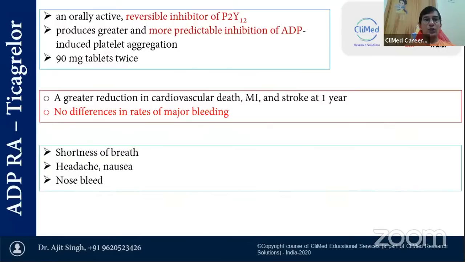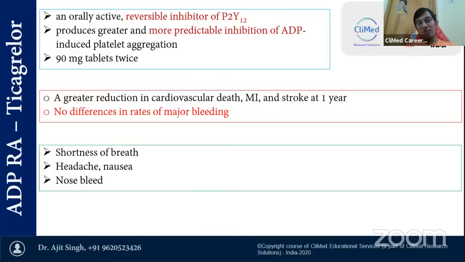Ticagrelor is a reversible inhibitor of P2Y12, with more predictable inhibition of ADP. We can give a 90 mg tablet twice daily. That is the dose, and it gives a greater reduction in cardiovascular death, MI, or stroke at 1 year, with no differences in rates of major bleeding. So yes, ticagrelor has one disadvantage. It has not overcome the bleeding side effects much. Of course, it has a better bleeding profile than clopidogrel, but statistically there is no significant difference. Clinically yes, but statistically there is no difference, right?